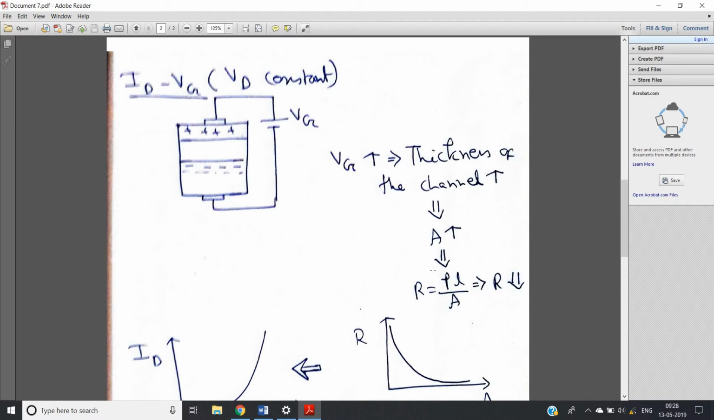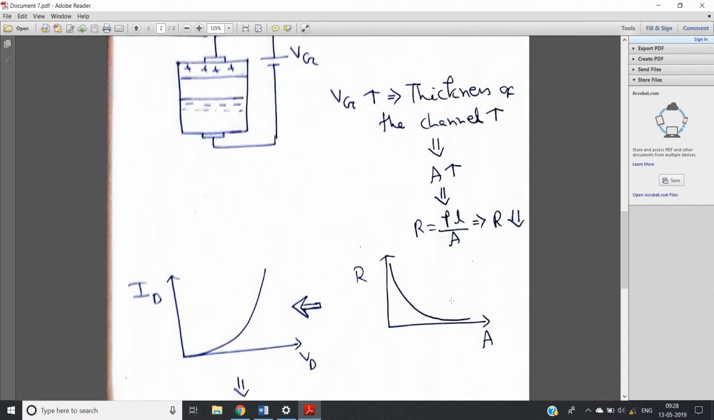And if you consider our rho and L are not varying, right? Length of the channel we are not varying and rho is constant. So R is proportional to 1 by A, that is Y proportional to 1 by X, nothing but simply a rectangular hyperbola type graph. So with respect to change in area, resistance will vary like a rectangular hyperbola, and here resistance is decreasing like a rectangular hyperbola. So simply, obviously, we can say from the basic mathematical graph concept that ID will increase like a parabola, that is like this type of figure with respect to increase in VD.